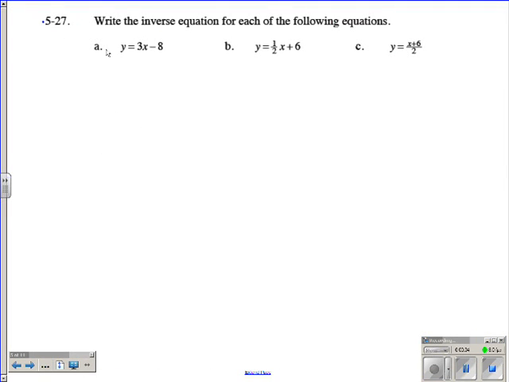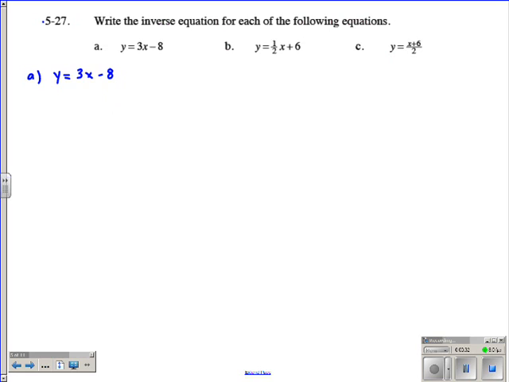Problem 5-27. Write the inverse equation for each of the following equations. Letter A. We have y is equal to 3x minus 8. I'm going to go ahead and show a couple different methods for coming up with the inverse equation here.